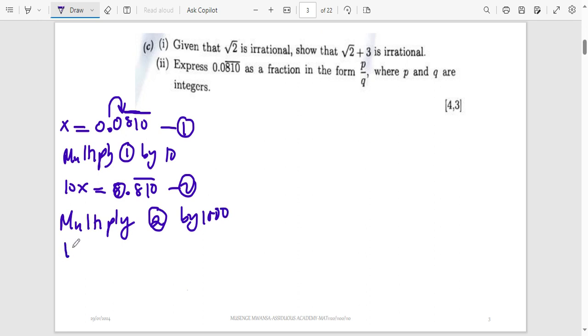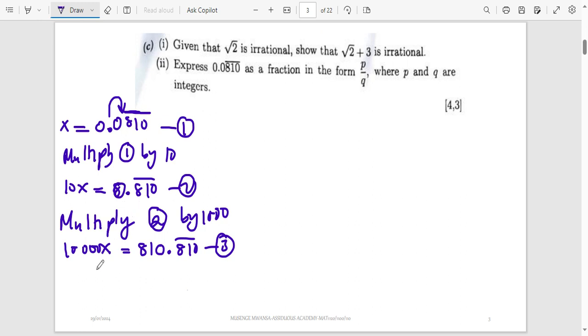So 10x times 1000, that is 10,000x, and that will be equal to 810.810 repeating. So the decimal now comes here, because the numbers 810 are repeating, just write them again, 810 with a dash on top. The next thing is we want to subtract the two numbers, where one has the decimal behind the repeating number, and the other has the decimal in front of the repeating number. That is what you want to do.